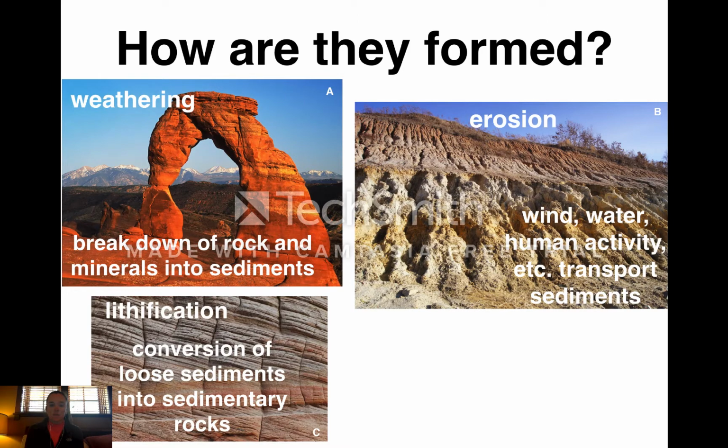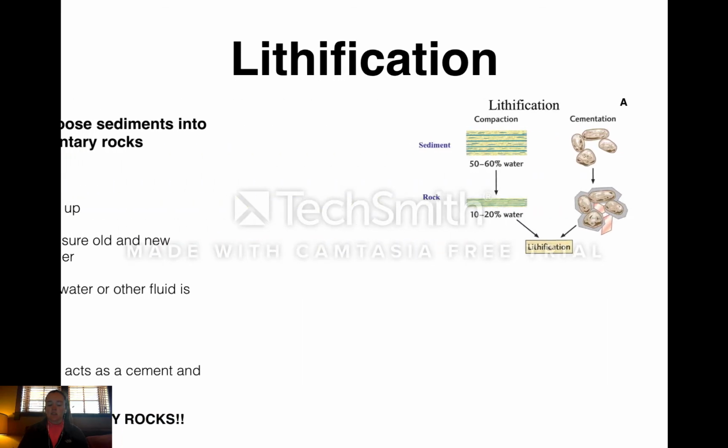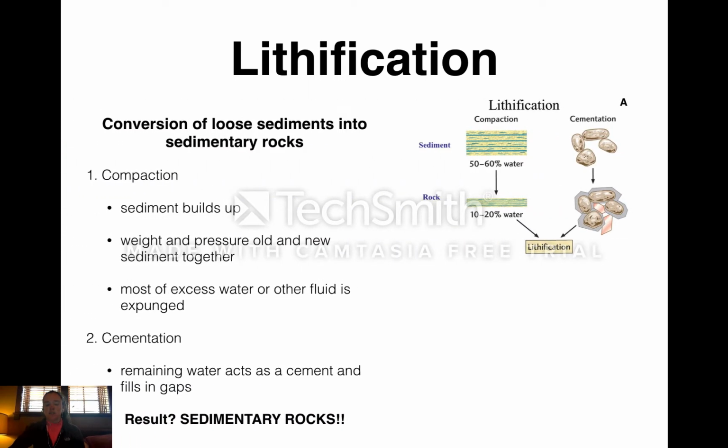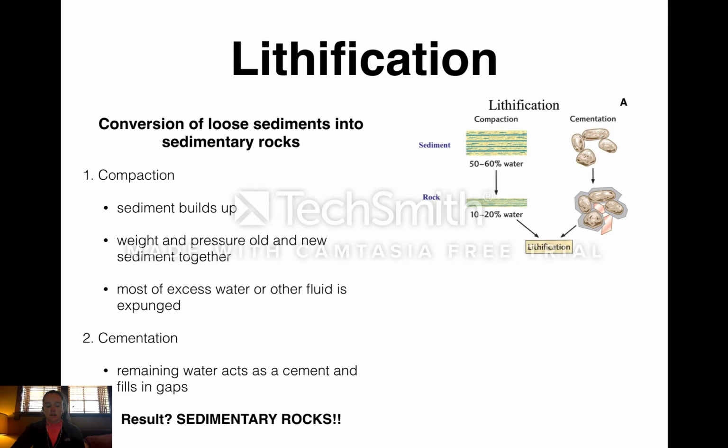The last step to form sedimentary rocks is lithification, which is once enough sediment is deposited and builds up enough over time, lithification occurs. So lithification is the conversion of a loose sediment into sedimentary rock and happens through two processes: compaction and cementation.